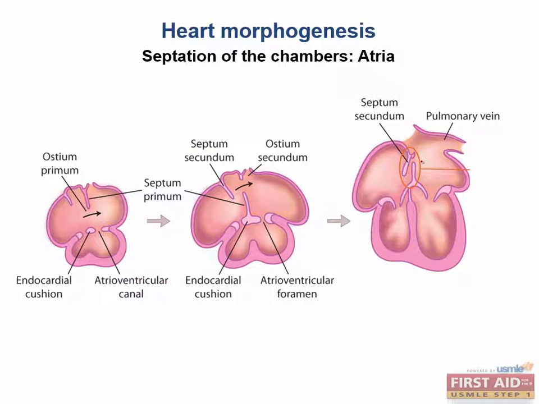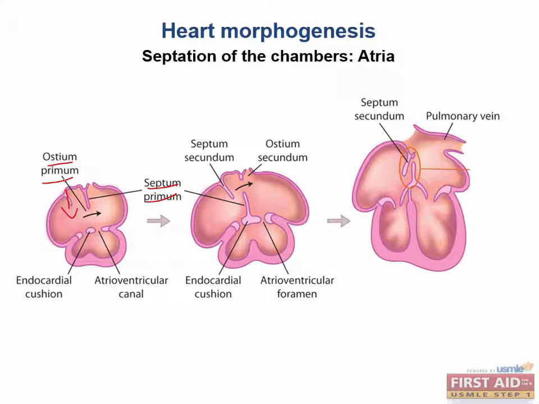Let's quickly review this stuff because you probably already zoned out, and you have to really know this and you just have to see it more than once. Here's the septum primum growing downwards towards the endocardial cushion that's sitting in the atrioventricular canal. Note how we have the foramen or ostium primum now forming.